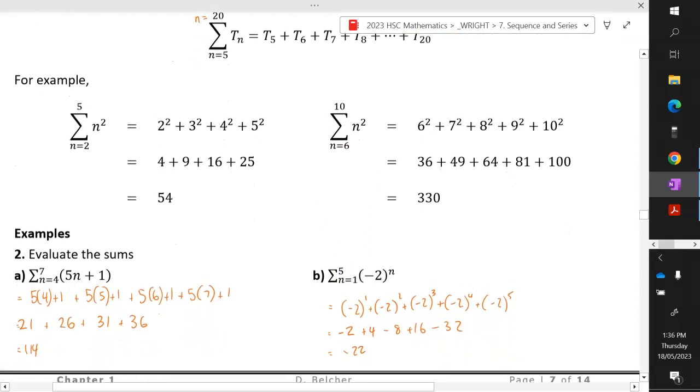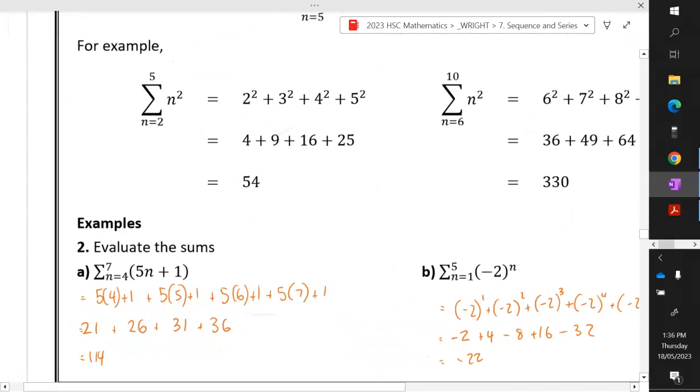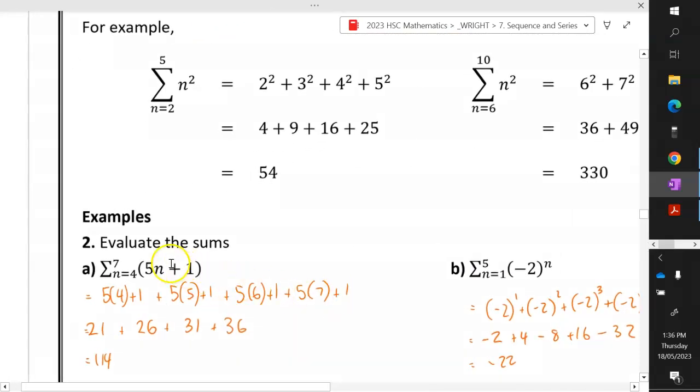Now down below, I've got two examples here. The first example being 2a, and we're going to evaluate these sums. So it's saying sum this sequence here, 5n plus 1, from 4 to 7. So our first thing is going to be 5 times 4 plus 1, which we've popped in there, and it's 21. Then we're going to pop 5 in, 5 times 5 plus 1. It's in here, it's 26. And we're going to do that for 6 and 7 and add them together so we get 114.